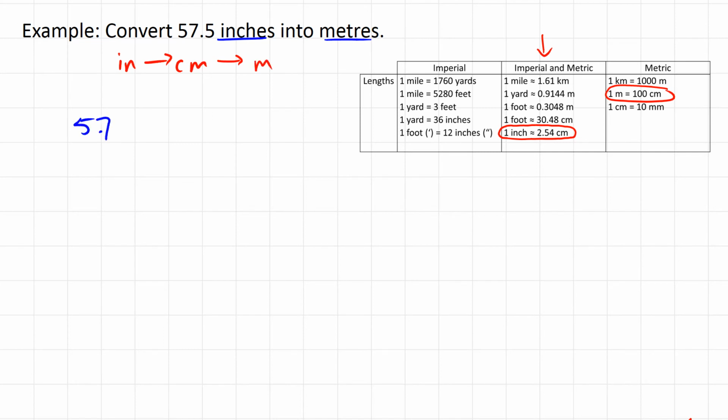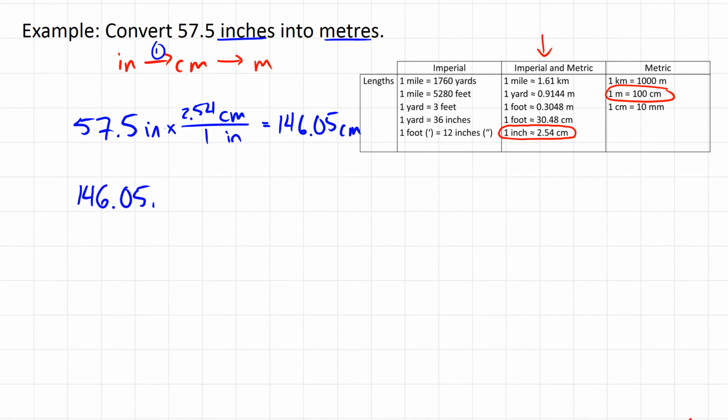So 57.5 inches times, then we have inches on the bottom, centimeters on top. That's step one there. And there's 2.54 centimeters for every 1 inch. So 57.5 times 2.54. That's 146.05 centimeters. And now what I'm going to do is take that in centimeters and turn that into meters.